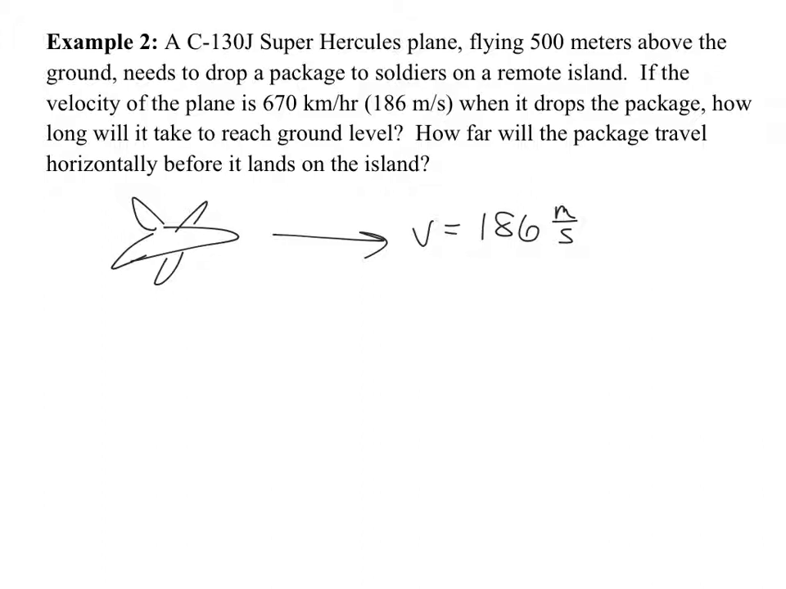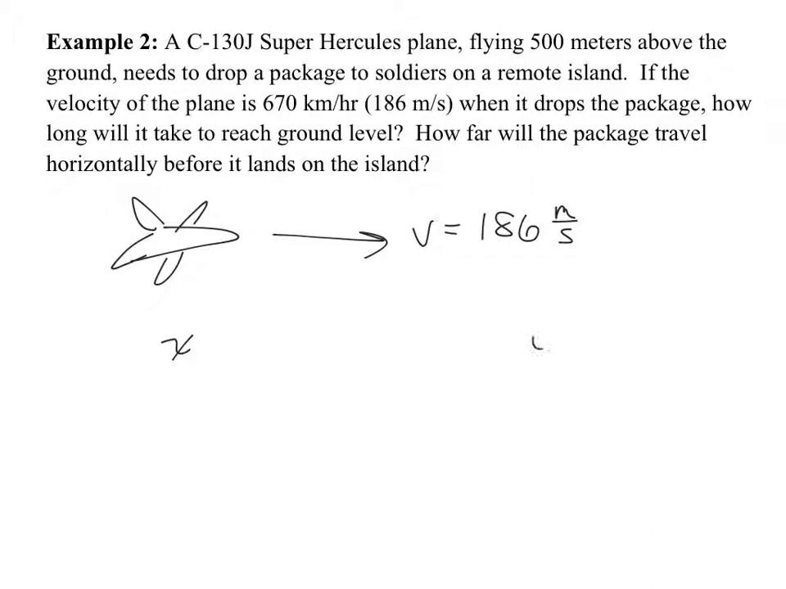So the only way that these problems work is if the horizontal going has to be fully horizontal. Yeah, absolutely. Okay, so with that said, the package that's being dropped, because of basic laws of physics, is moving at 186 meters per second also. If the plane is moving that fast, so is the package. So when the person drops the package, it's got some horizontal velocity of 186 meters per second.